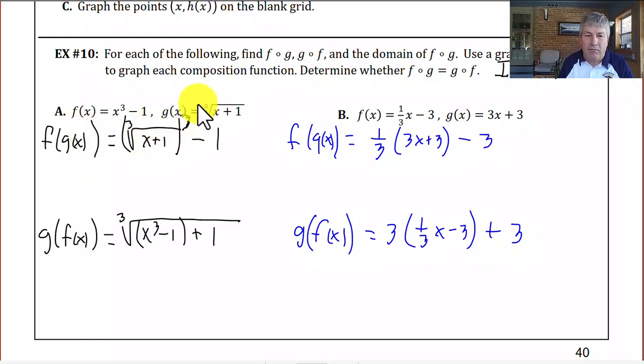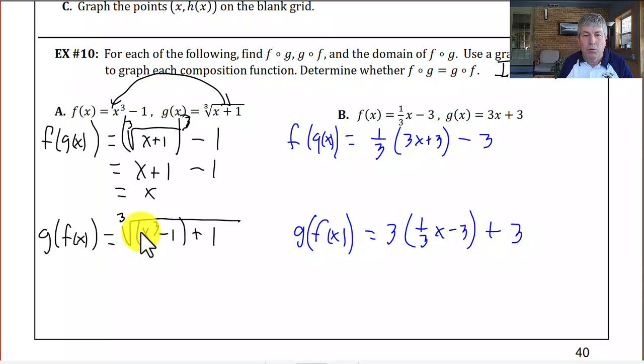So I've done that. I've taken the cube root of x plus 1 and put it in for x. So I've taken all this and I put it in there for x. So we get the cube root of x plus 1 cubed minus 1. Those are inverse operations, and we get x plus 1 minus 1, which is equal to x. And then I reverse it. We're going to do g of f of x. So we're going to take f of x and put it in for x into g.